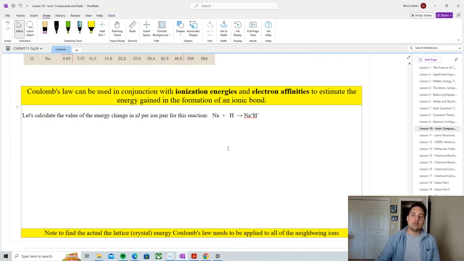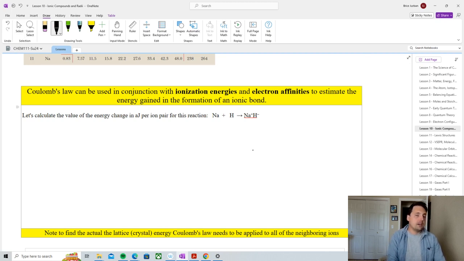The last thing that we can do with Coulomb's law is combine it with ionization energies and electron affinities to estimate the energy that's gained in the formation of an ionic bond, starting with the neutral atoms in their gas state. So I'm not going to write the states of matter here, but assume these are ionized gaseous neutral atoms, and then they combine together to form this ionic compound, sodium hydride in this example. The positive and the negative charge here normally aren't included, but that's to help us see that they are in fact a positive and a negative charge here.